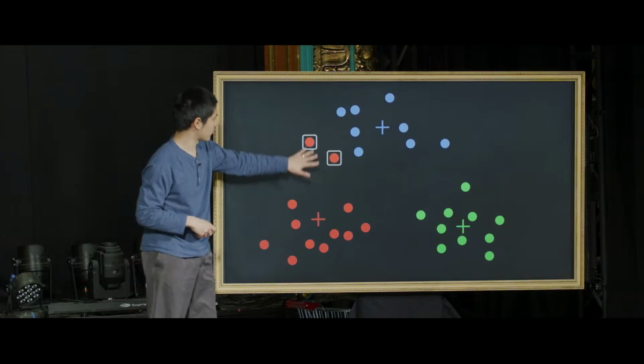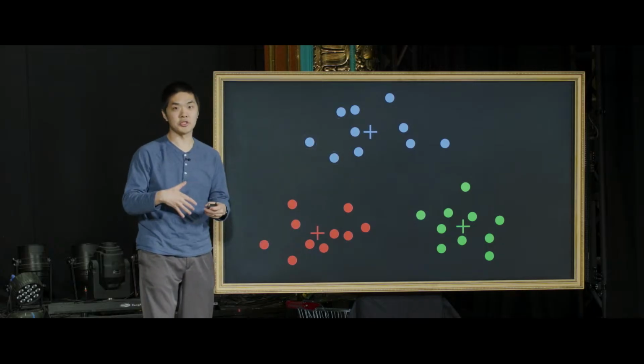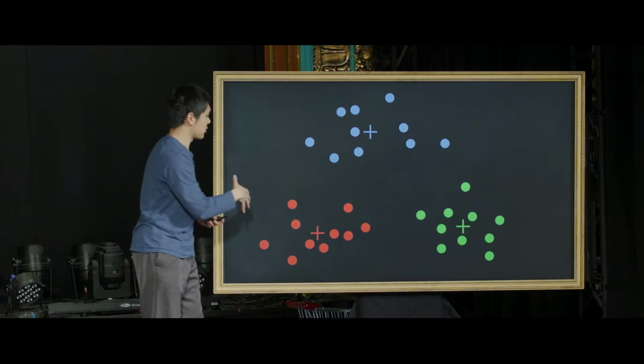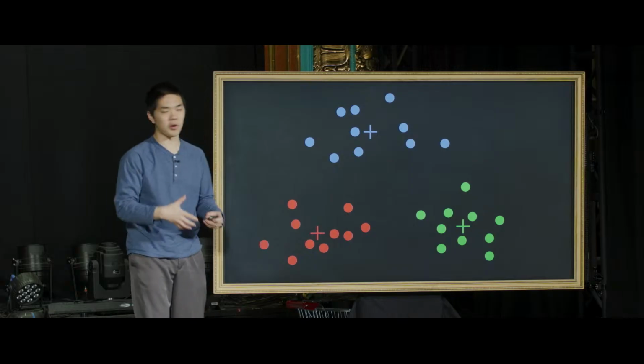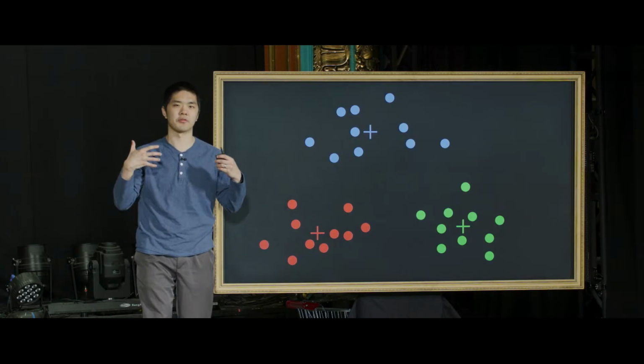These 2 that used to be closest to red now again are closer to blue. And at this point, we can check and see, do any of them need to be reassigned again? But in this case, they don't. Every point is now closest to the cluster centroid that it was closest to in the round before. And at that point, we can say we've reached convergence.